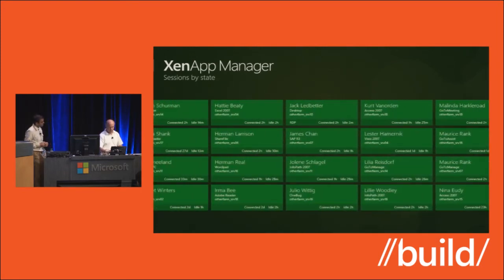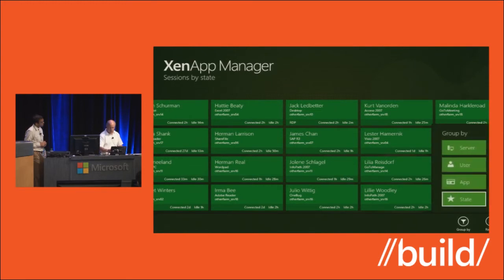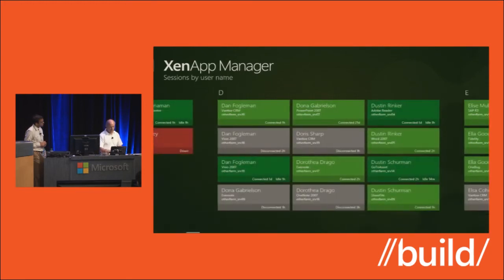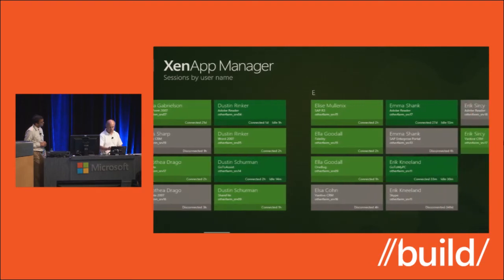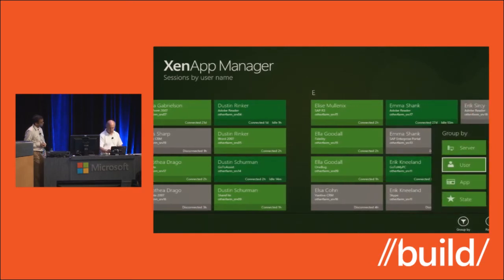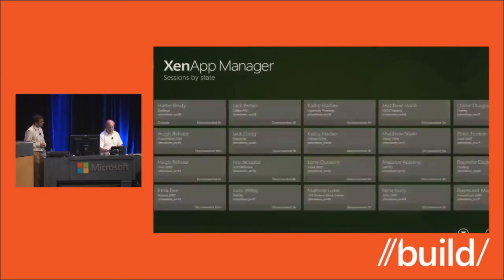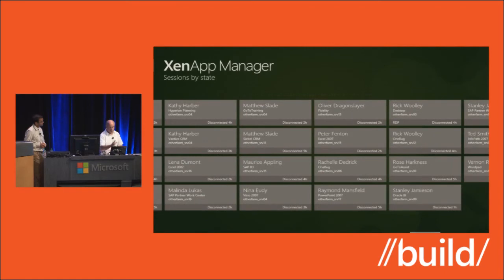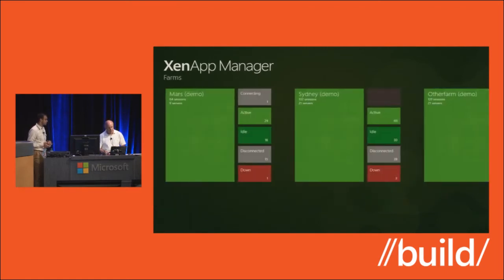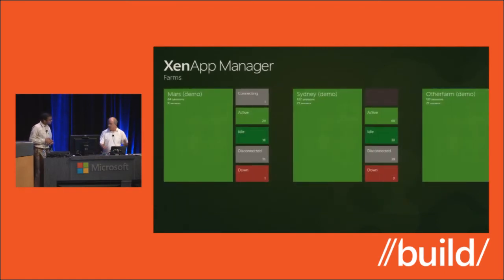Now, sometimes in a very large farm, you see we've got a lot of users on this farm. It's kind of difficult to find somebody, so we have some ways to look at the users by grouping them by their username, or by the app that they're running, or by the state that they're in. Cool. And we can zoom back out to the farm. Semantic zoom, of course. Yep, we can also do semantic zoom. It's all great stuff.